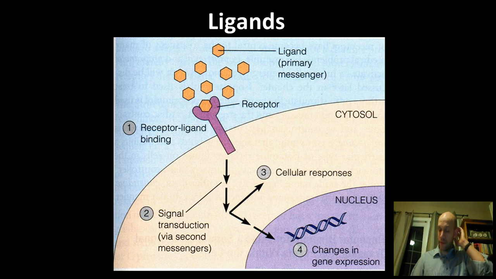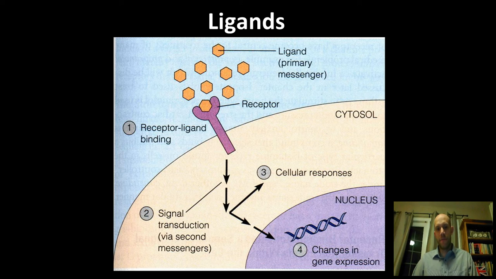Another term that we're going to be using that you need is ligands. Ligands are any of these signal molecules. It might be a hormone, it might be one of these local signal molecules. It's the primary messenger between cells that is detected by the receptors in the cell surface membrane. And that's going to trigger a response.